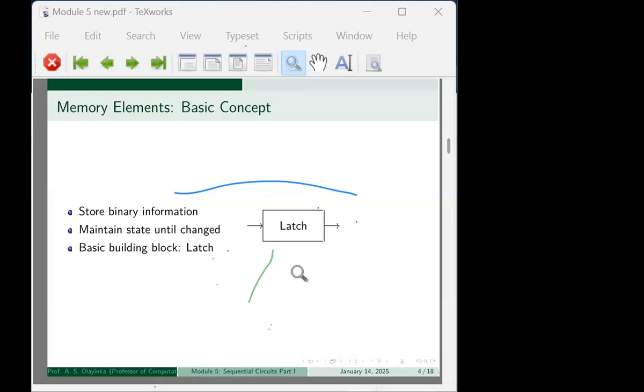Now, unlike the case of flip-flops, latches are level sensitive, okay? Rather than edge sensitive. What did I say? Latches are what? They are level sensitive, unlike flip-flops that are what? Edge sensitive, okay? So the implication is that their outputs change whenever the control signal changes, okay?